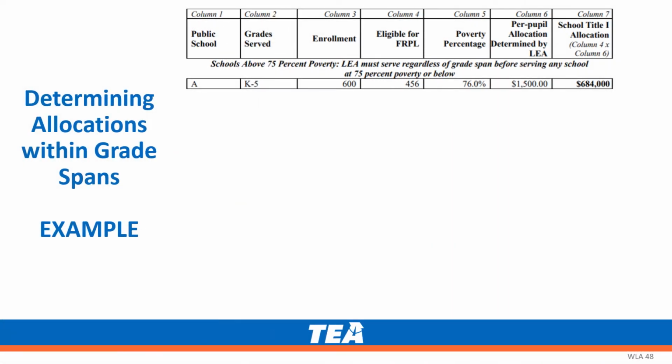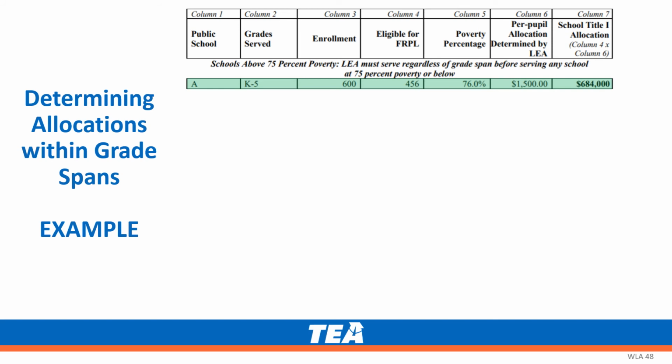Let's take a look at a more detailed example of determining allocations within grade spans. As I mentioned earlier, the LEA must serve campuses above 75% poverty, regardless of grade span, and before serving any campus at 75% poverty or below. Based on the data in this table, the LEA ensures that it's allocating Title I funds to its one school with a poverty percentage above 75%.